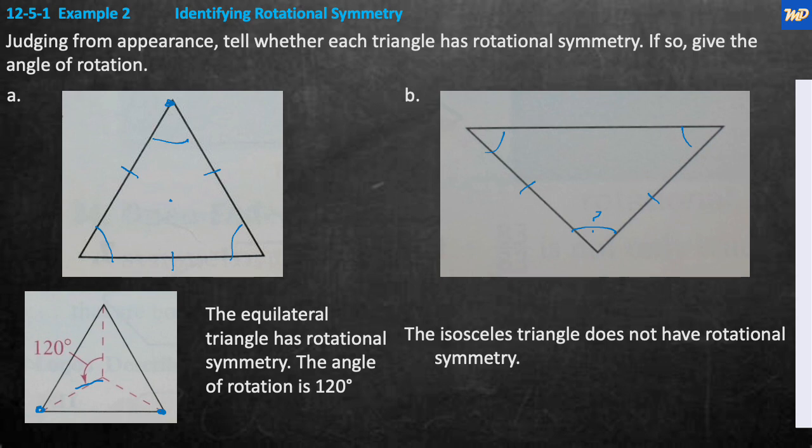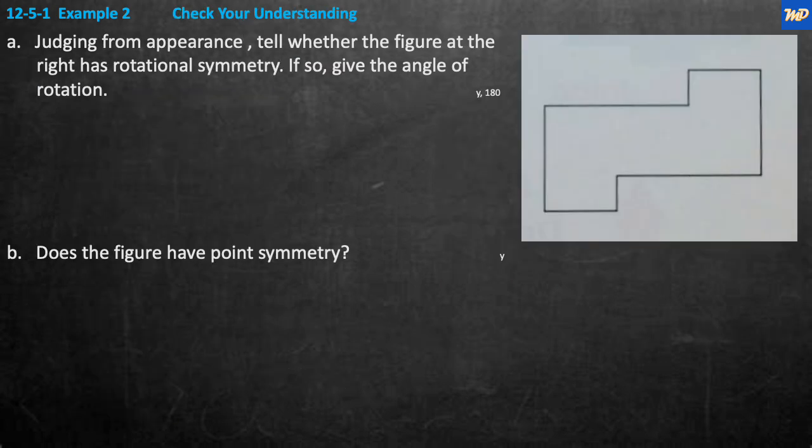Okay, example 2, check your understanding. As you know, they want you to stop and try this on your own and think about it. Stop the video, and when you're done, come back and we'll talk about it. But what are the questions? Judging from appearance, tell whether the figure at the right has rotational symmetry, and if so, give the angle of rotation. And in B, does the figure have point symmetry? Okay, go ahead and stop it, and when you come back, we'll talk about it further.